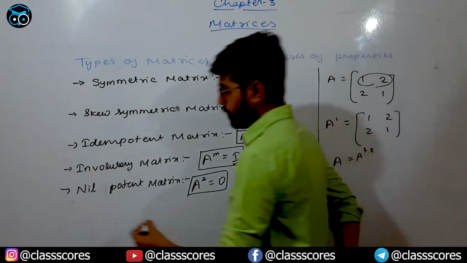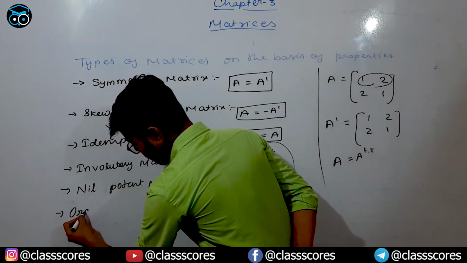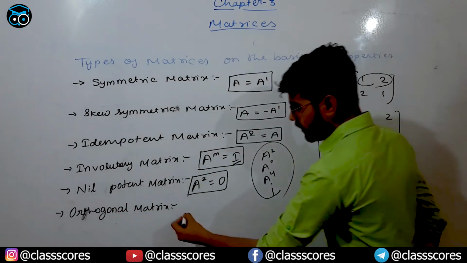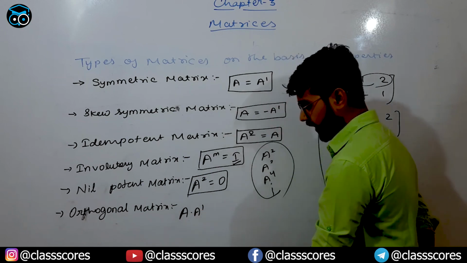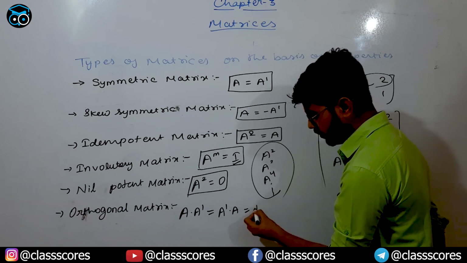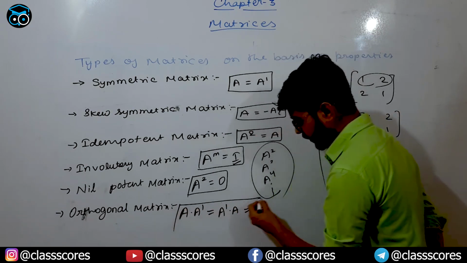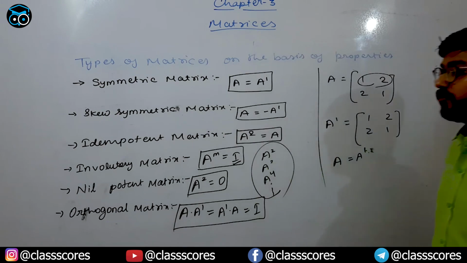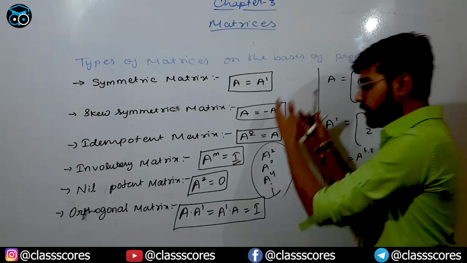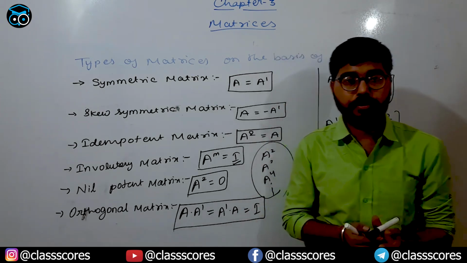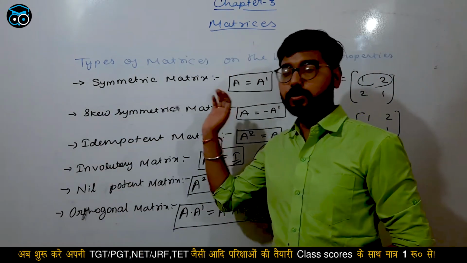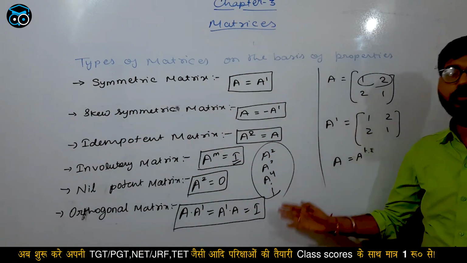And the last type is the orthogonal matrix. An orthogonal matrix means that the product of A and its transpose, A times A transpose, is equal to A transpose times A, which is equal to the identity matrix. When this condition is satisfied, it becomes an orthogonal matrix. So these are the basic conditions you need to remember during your exam, because there will be several multiple choice questions on the basis of this.